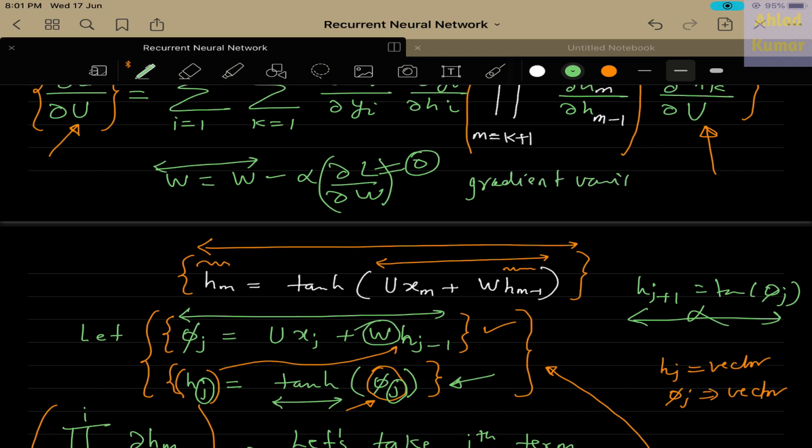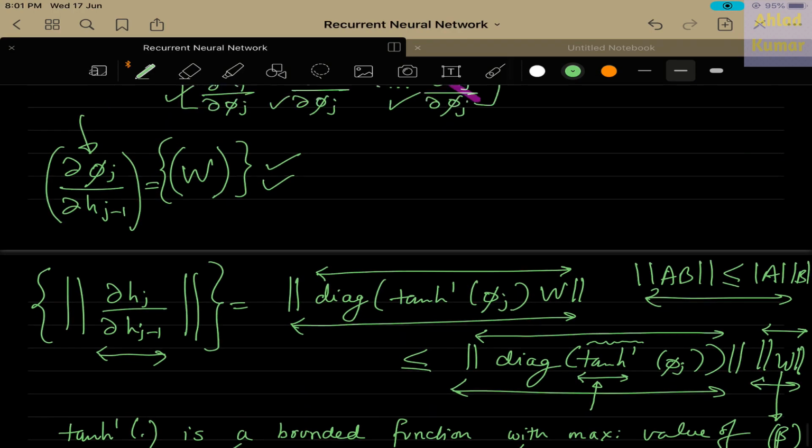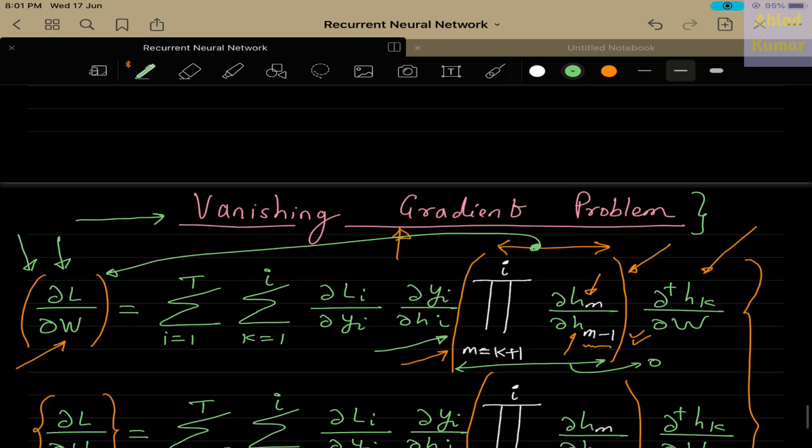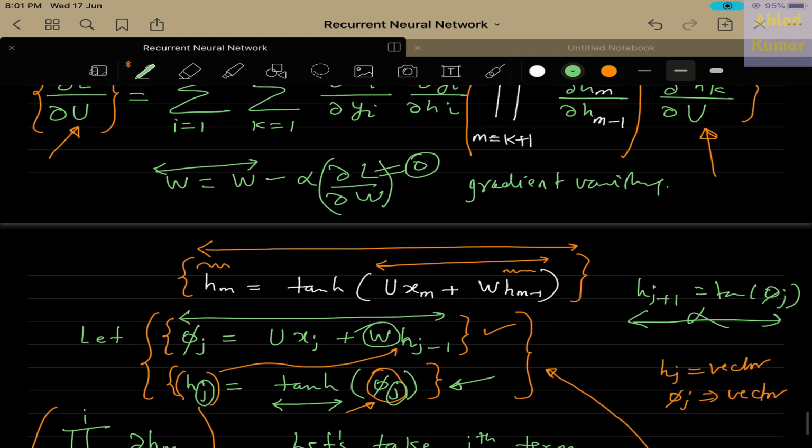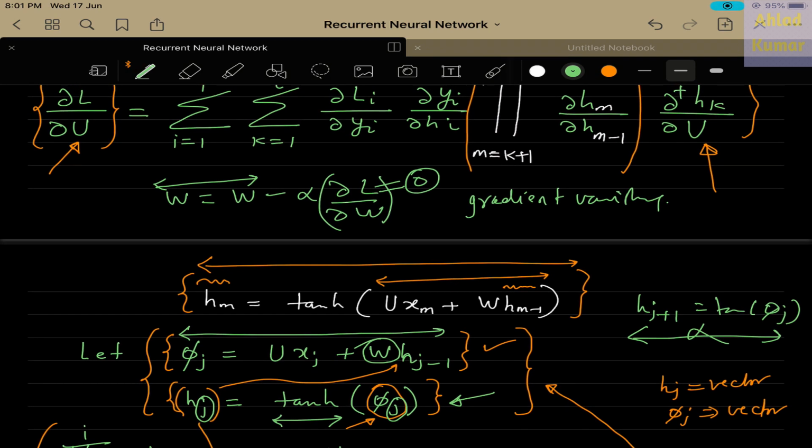The second case is when your gradients are exploding, and in that case this term becomes very high. If that becomes very high, what will happen? The derivative of L with respect to W will become very high. If the derivative of the loss with respect to W becomes high, then overshooting of the gradient descent will happen. As you can see from this equation, if this derivative is very high, then you will have overshoot in the gradient descent.